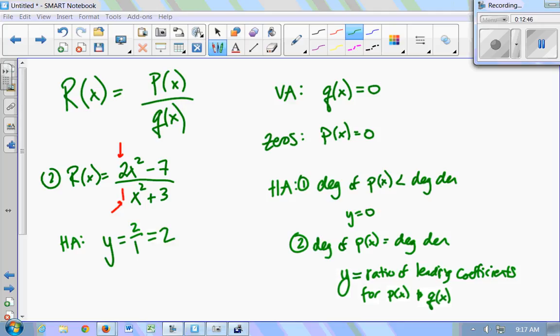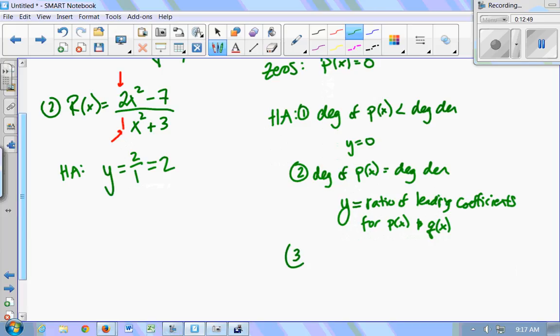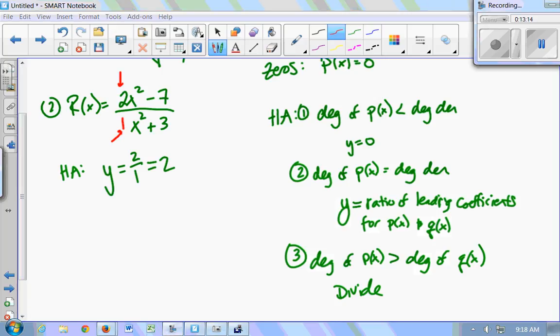All right, and then there's a third case where the degree of the numerator is bigger than the degree of the denominator. And in this case, you should divide before you start. Do long division. That's right. Thanks. When the degree of the numerator is bigger than the degree of the denominator, no horizontal asymptote.